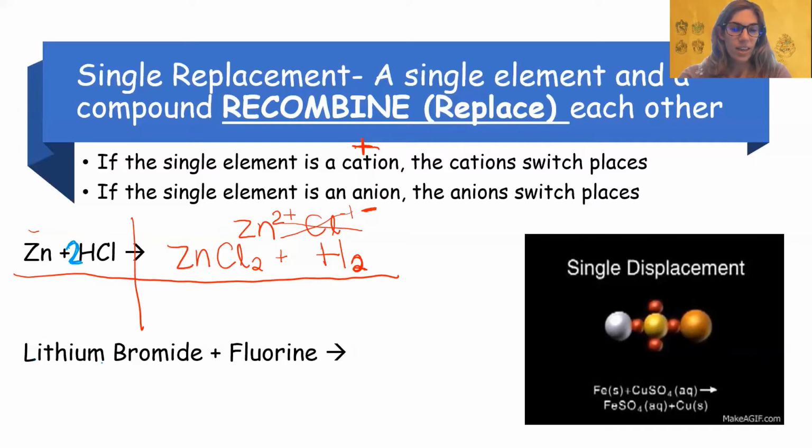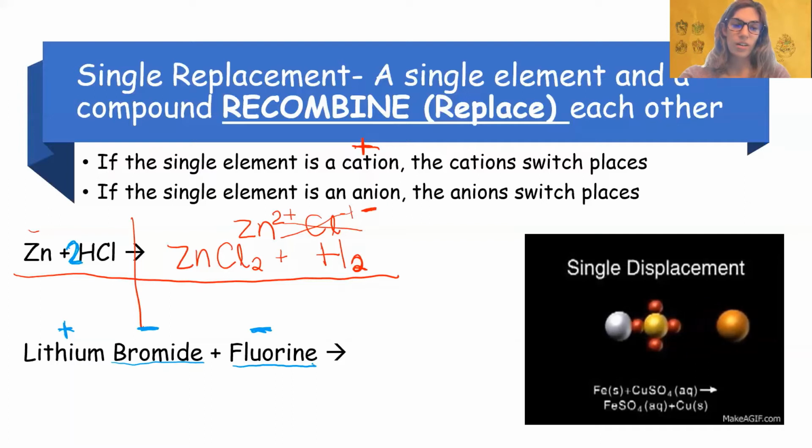If I have lithium bromide and fluorine, I don't even need to write them out yet. I can if I want to. I know that lithium is a positive charge because it's to the left of the staircase. It's a metal. Bromide is bromine, and that is an anion. It's a negative charge. Fluorine, which is the element by itself, is also a negative charge. It's to the right of that staircase. That means that bromine and fluorine are going to be the ones to switch places.